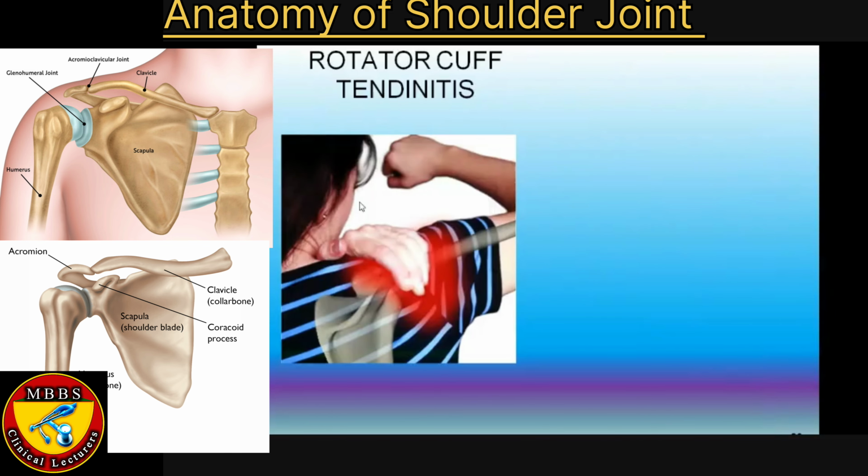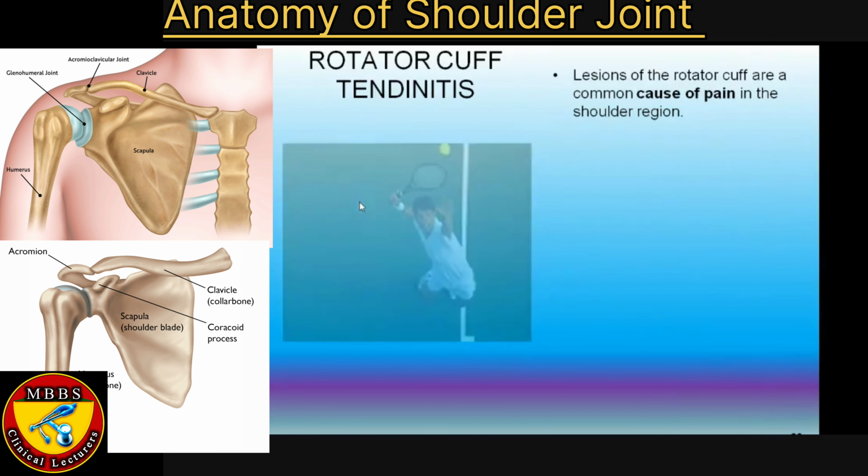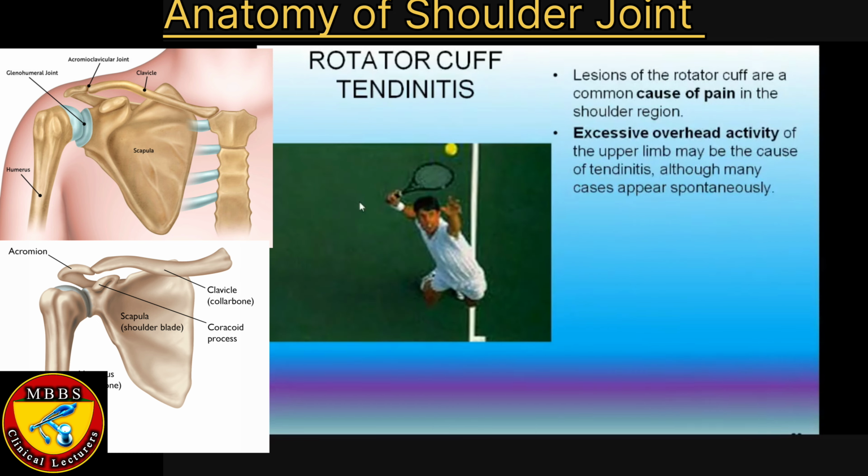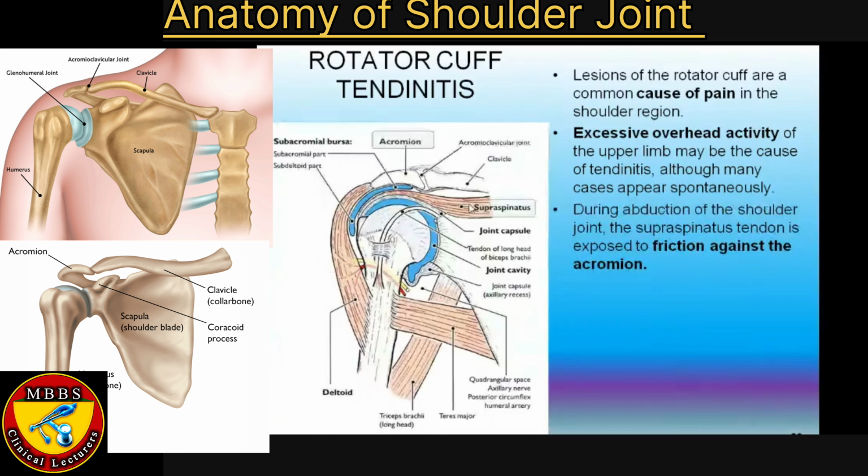When we talk about rotator cuff tendinitis, which is actually a very painful condition due to lesions of the rotator cuff muscles, and this is the common cause of pain of the shoulder joint. And this rotator cuff tendinitis occurs due to excessive overhead activity of the upper limb, which may be one of the causes of the tendinitis, although this may occur spontaneously.